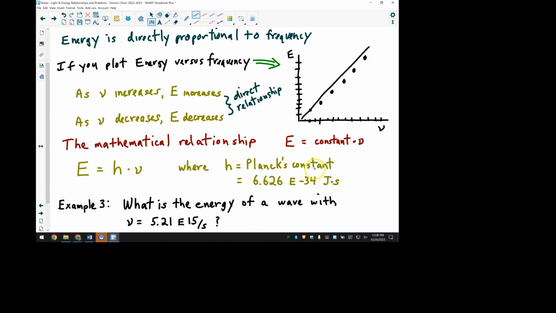So the straight line relationship here, again, I didn't draw that line very well, right? That's a little better. Still not great. It's not going through the origin, but it turns out the slope of this line is a constant, right? And so the mathematical relationship is like y equals mx, right? And m, the slope, they gave the name Planck's constant. Why? Because Max Planck figured all this stuff out.